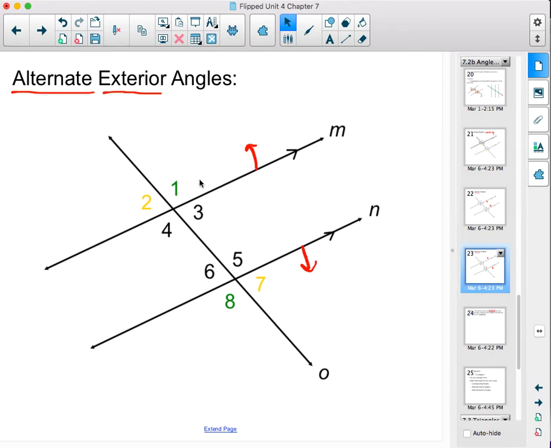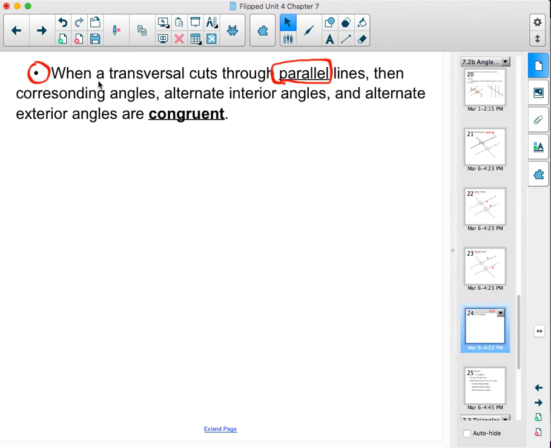Alternate exterior angles. Look at angle 1, look at angle 8. They're both obtuse angles. They are probably both in the low hundreds. So they are congruent. Angle 2 and angle 7, they're both acute angles, probably both in the 70s. They are congruent as well, and it's all because these two lines are parallel. Big important note here, so make sure you understand that.